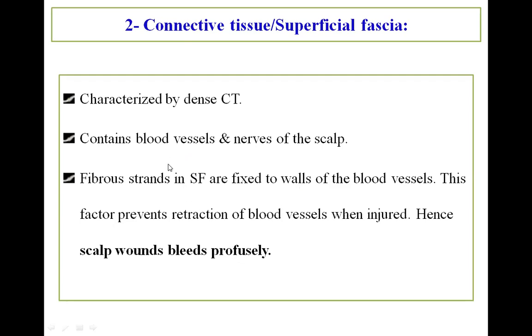So, the superficial fascia is characterized by dense connective tissue. It contains the blood vessels and the nerves of the scalp. Fibrous strands in the superficial fascia are fixed to the walls of the blood vessels, and this factor prevents the retraction of the blood vessels when injured. Hence, the scalp wounds bleed profusely. So, this is the answer why the scalp wounds bleed profusely.